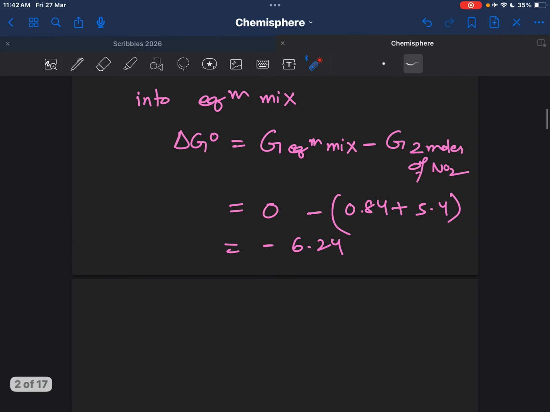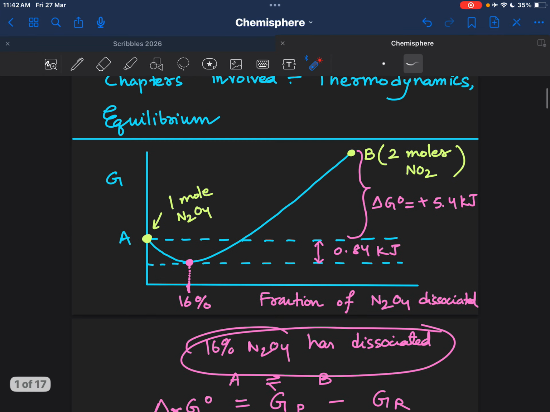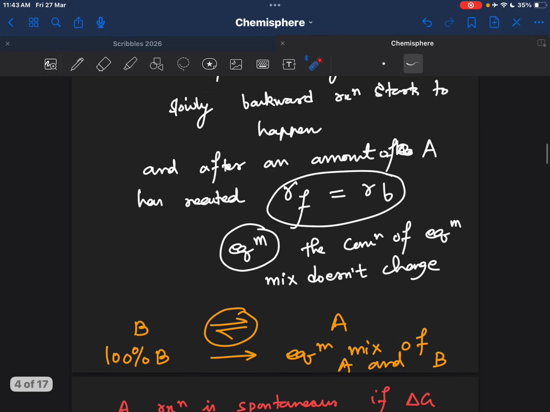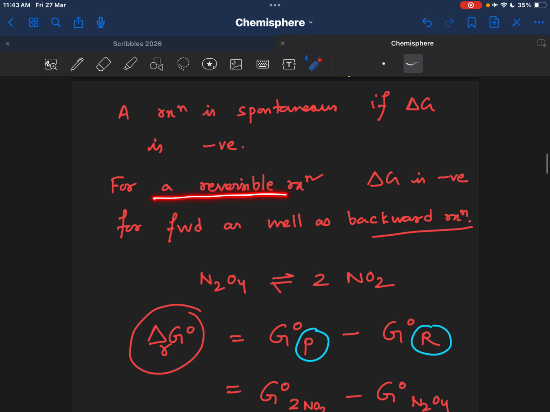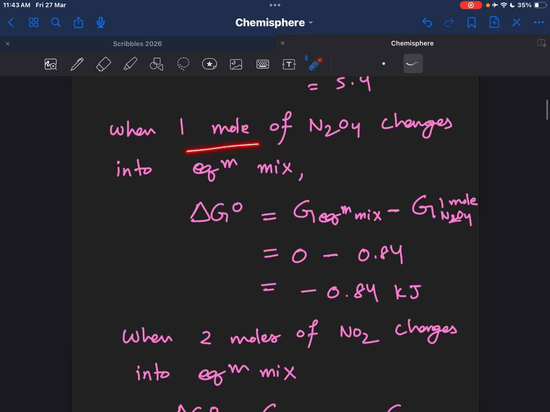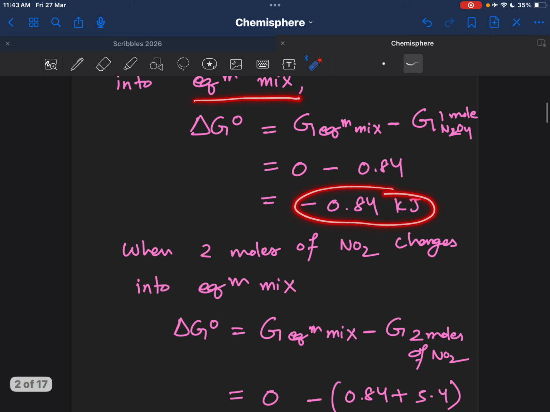Okay, so therefore can you see for the backward reaction also, that is when we started with 2 moles of NO2 and ultimately form the equilibrium mixture, delta G naught is also coming out to be negative. So that's what I mean when I said that for the reversible reaction delta G is negative for the forward as well as the backward reaction. Because in both cases, when 1 mole of N2O4 becomes the equilibrium mixture, for the forward reaction delta G naught is minus 0.84.